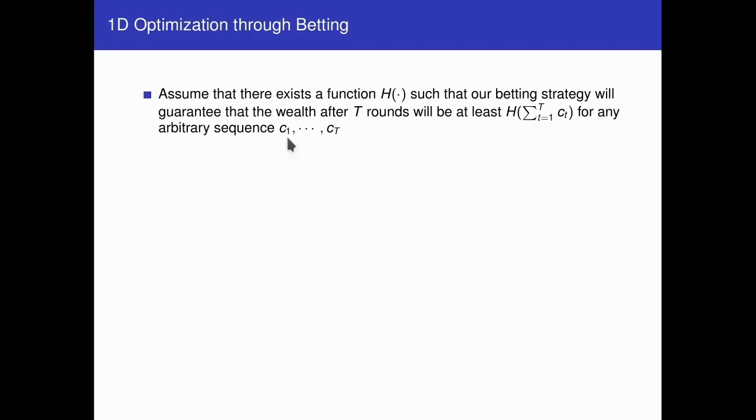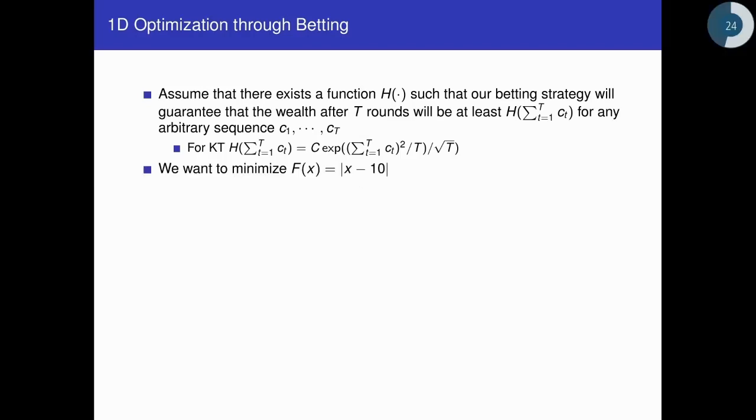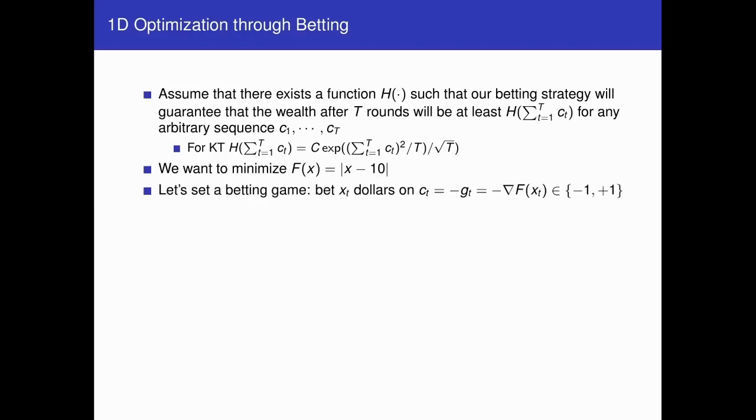Now, you don't have to use Krichevsky-Trofimov. You can use any betting algorithm you like. The only thing that we need is that it guarantees you that the amount of money that you make is some function h of the sum of the coins. So for example, for Krichevsky-Trofimov, you get that the function h is this exponential function here. Now, let's say that we want to minimize the function absolute value of x minus 10. Now, this is the most important line here. This is the reduction. Every time the betting strategy tells you to bet money with a sign, that is the x in which you query the gradient.